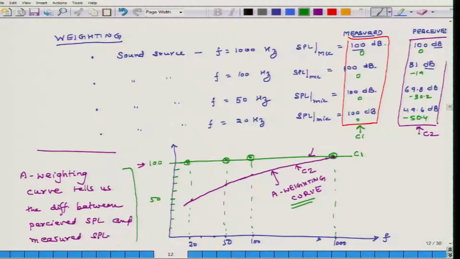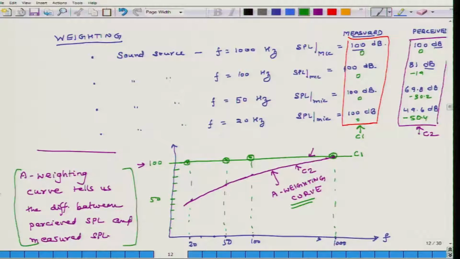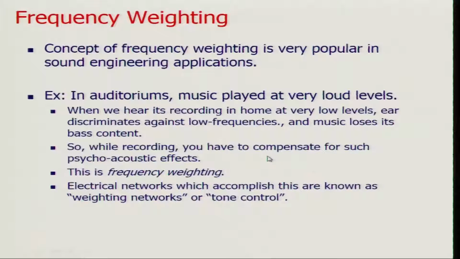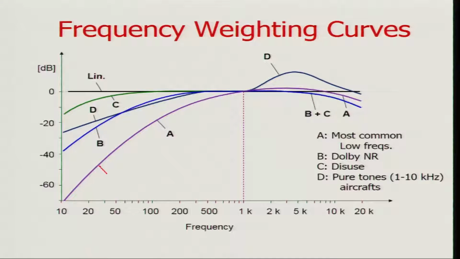So, this is the A weighting curve, and it tells us how different the perception of the human ear is to sounds at different frequencies relative to the sound pressure level measured by a standard microphone. Now, let us look at this curve in detail. Let us look at two slides. This slide is about frequency weighting. What is frequency weighting? It is very popular in engineering applications, and this is the A weighting curve.